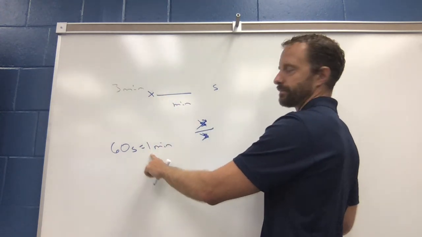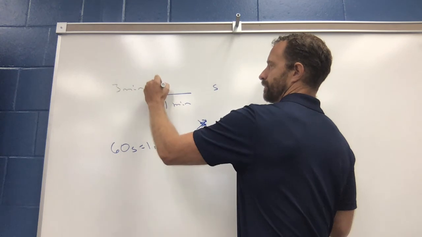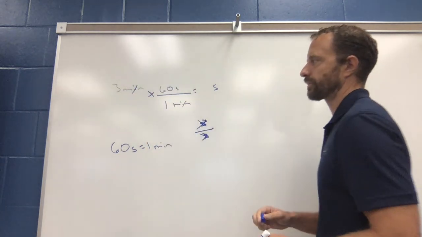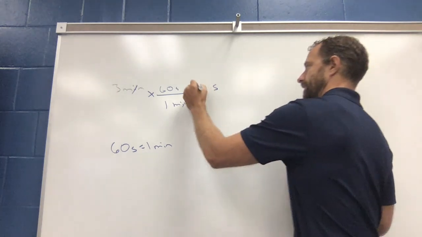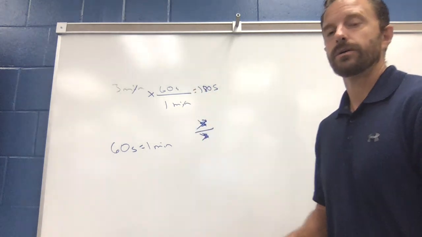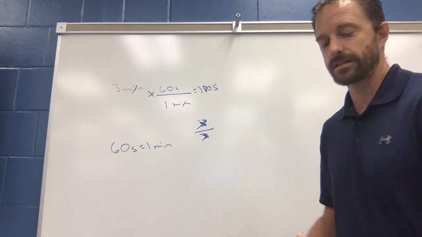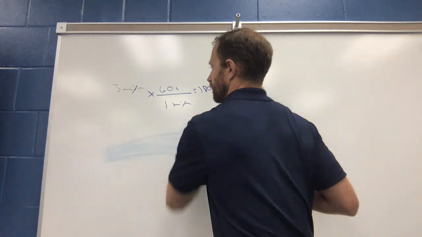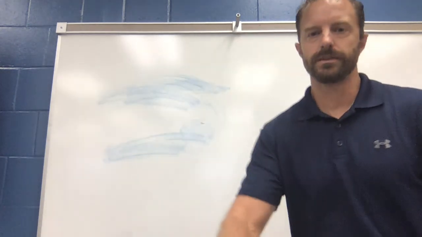Well, the number that goes with minutes is 1. And so then we'll put 60 seconds on top. And look at that. My minutes cancel. And I do 3 times 60, and it's 180 seconds. And you're like, wow, that's so exciting because I already knew that. Well, great. We can also do that with things where we're less comfortable with those things, right?